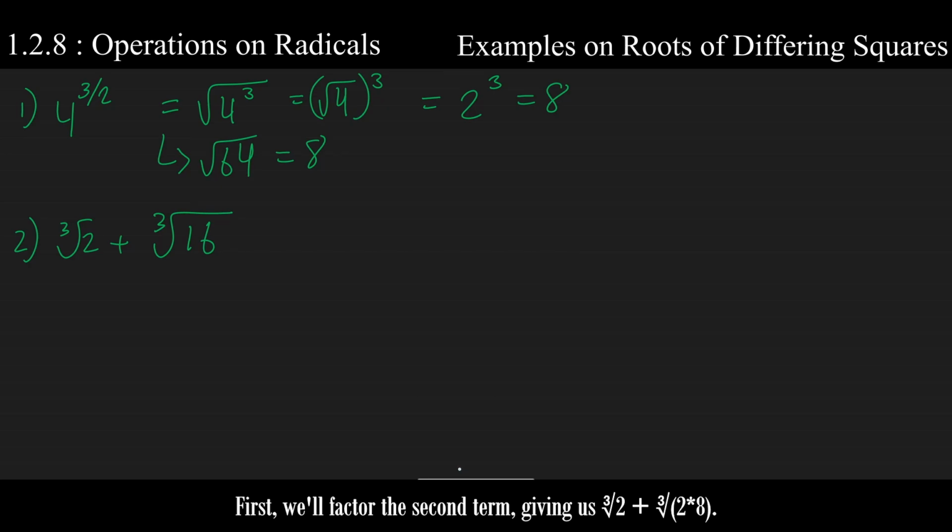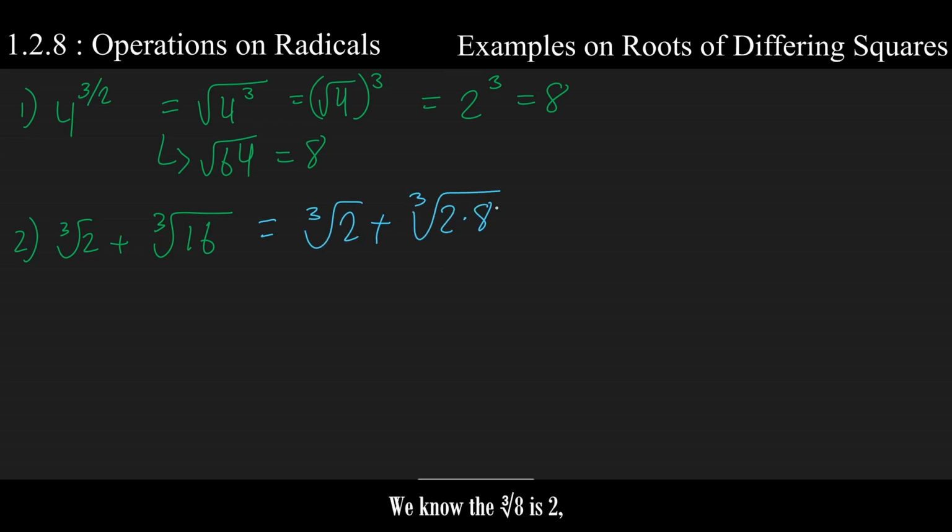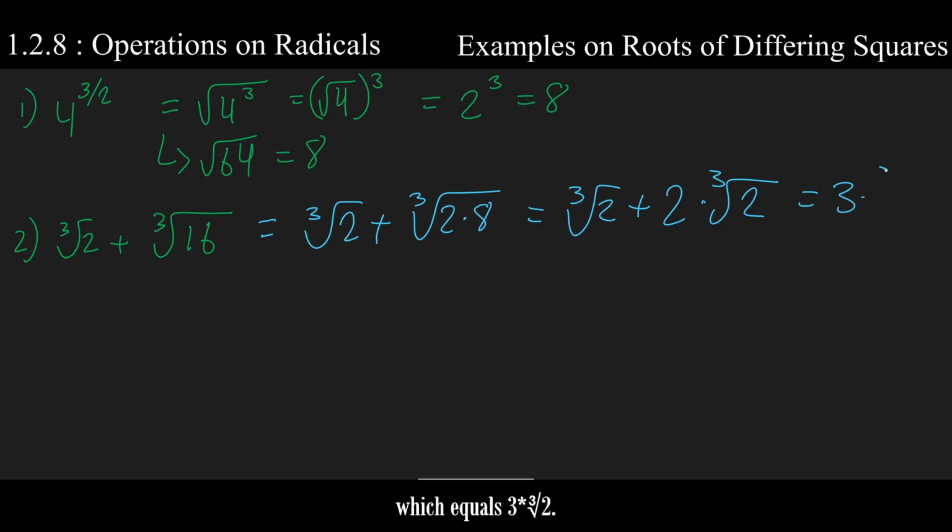First, we'll factor the second term, giving us the cube root of 2 plus the cube root of 2 times 8. We know the cube root of 8 is 2. So we end up with the cube root of 2 plus 2 times the cube root of 2, which equals 3 times the cube root of 2.